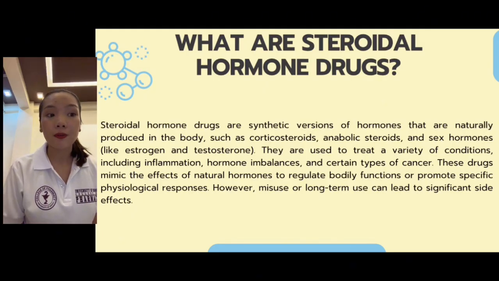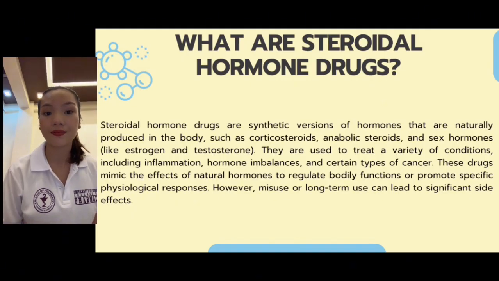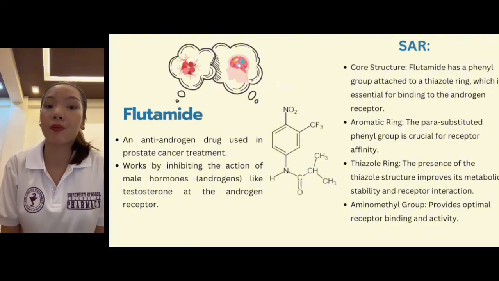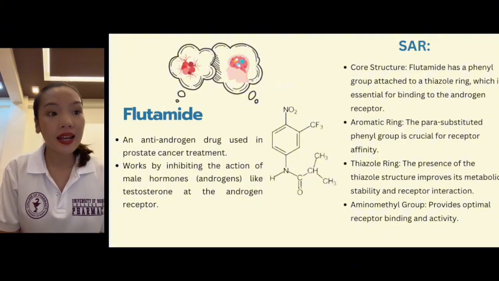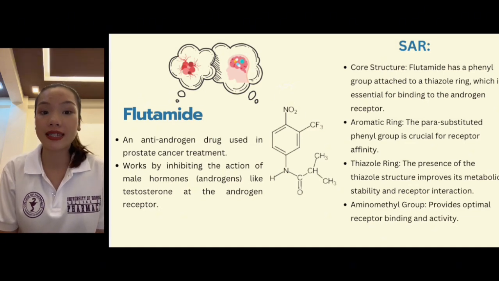However, despite their therapeutic benefits, misuse or long-term use can lead to significant side effects, including osteoporosis, liver damage, cardiovascular issues, and endocrine dysfunctions. So now let's move on to the different types of steroidal hormone drugs. So first we have here is flutamide. It is an anti-androgen drug primarily used in the treatment of prostate cancer.